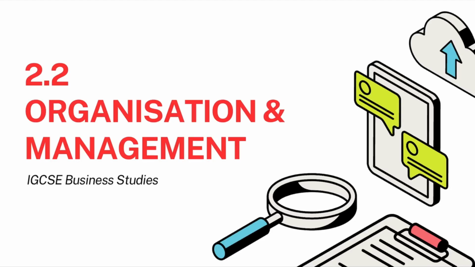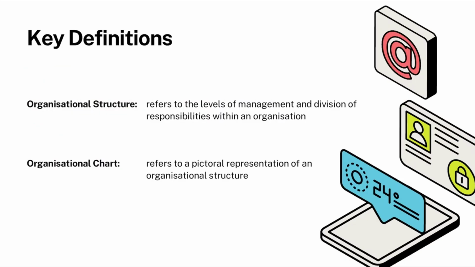So today we'll be doing section 2.2, which is organization and management. Now in this chapter we need to learn about an organizational structure. So what does it mean? It refers to the levels of management and divisions of responsibilities within an organization. Now an organizational chart is basically a pictorial representation of an organizational structure.